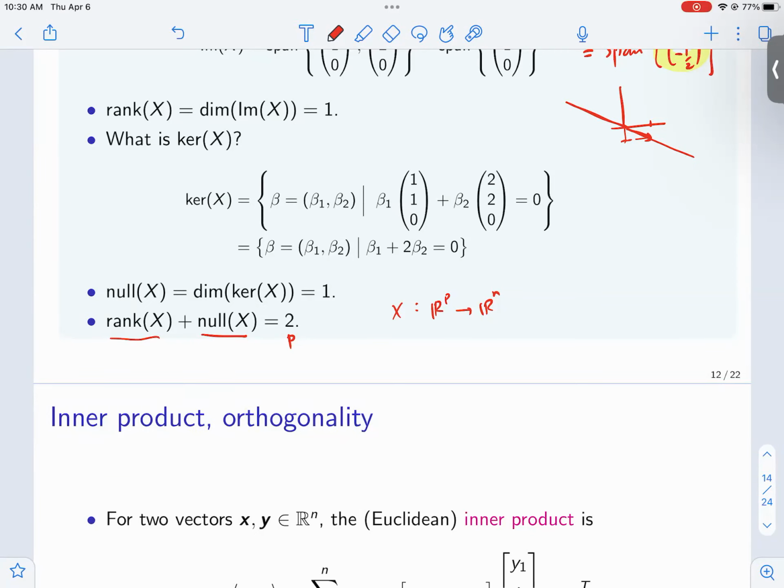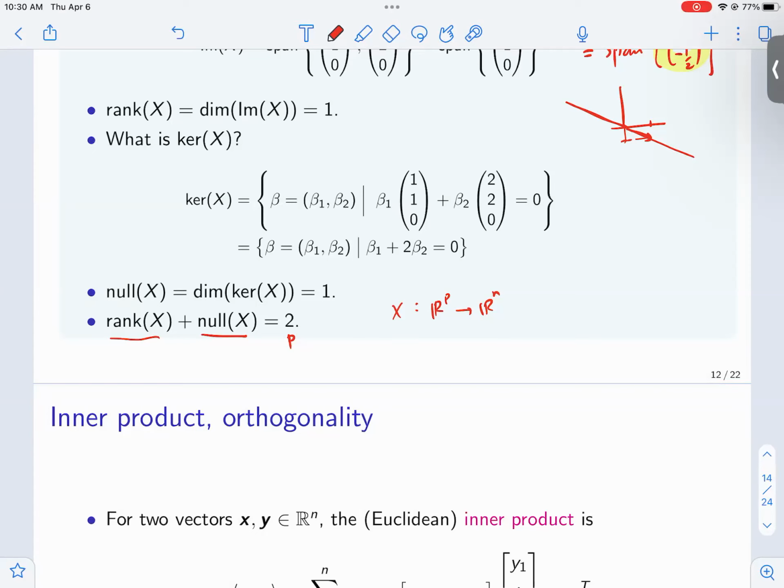So if you want to compare the image to the kernel, you have to compare the image of one to the kernel of the transpose of it. You can't compare directly the image of a matrix to its kernel, but you can compare the image of a matrix to the kernel of its transpose. Or you can compare the image of X transpose to the kernel of X, and so on. Sounds good?